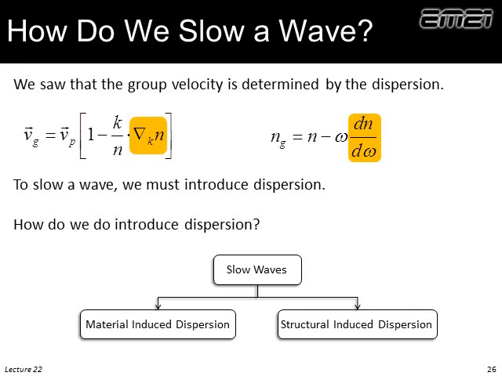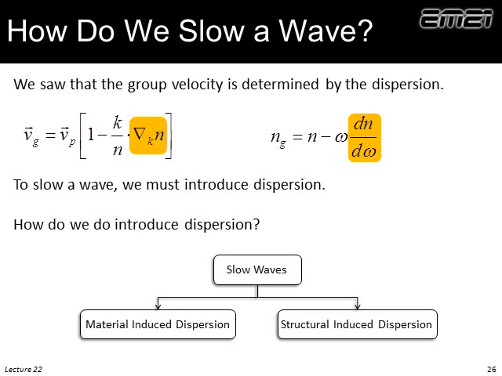So how do we slow the wave? Let's go back to where we related group velocity to phase velocity, and we will generalize this to 3 dimensions. So where we had this derivative of n with respect to k, we'll put a gradient in here. So here's the general relation between phase and group velocity. And likewise, we can relate the group and phase refractive indices. So in other words, we have to induce dispersion to get slow waves.